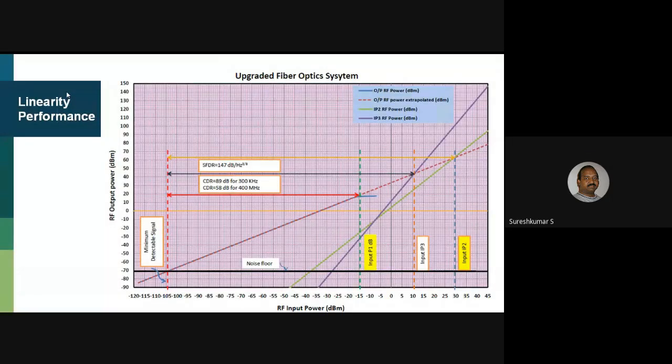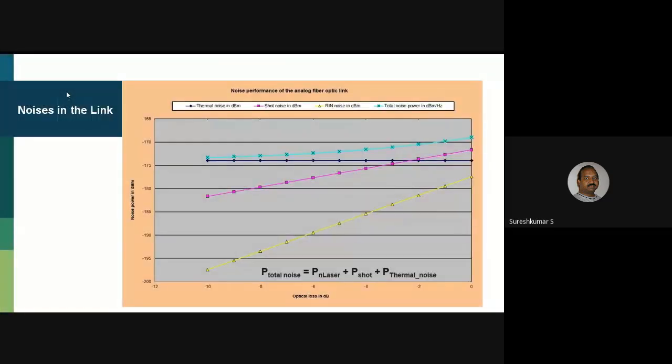This is the linear performance characteristic. We characterize our system for P1 dB for different bandwidths, then IP3 and IP2 also. Normally, for broadband systems, it is said that the IP2 is more important than the IP3. And coming to the noise figure, we have discussed dynamic range. Coming to the noise figure, there are different types of noise in a system.